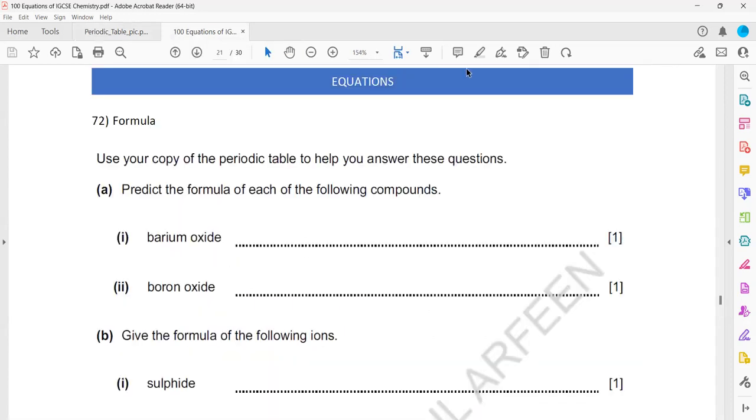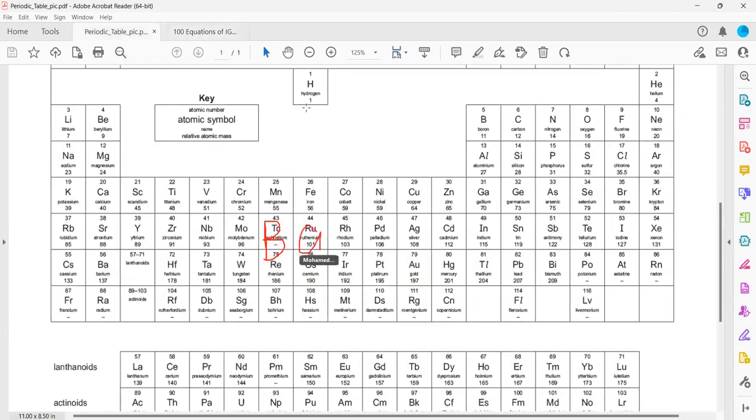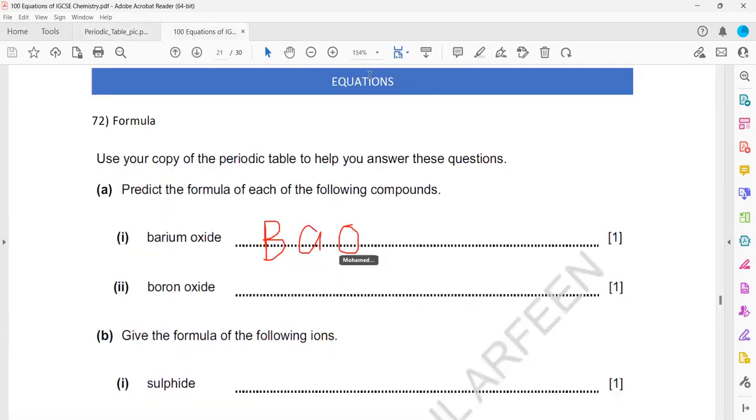Barium oxide. What will be the formula of barium oxide? Yeah, barium oxide, BaO. So how do you identify? Barium is group 2, plus 2, and oxygen belongs to group 6, minus 2. We simplify the valency and the simplest ratio of barium oxide will be here.